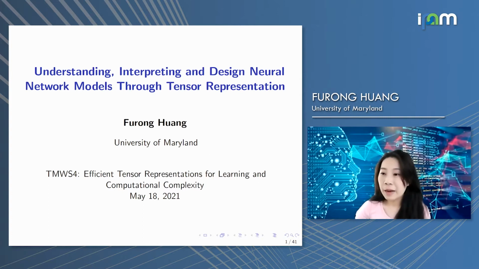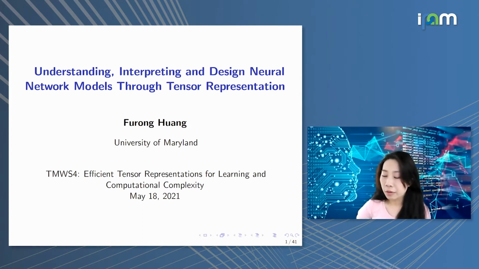So I'll be talking about understanding, interpreting, and designing neural network models through tensor representation. And specifically, I will talk about a few interesting things that my group has been recently working on for neural networks in machine learning.